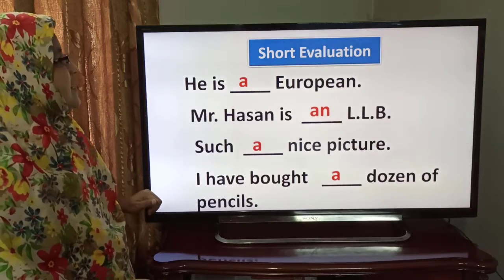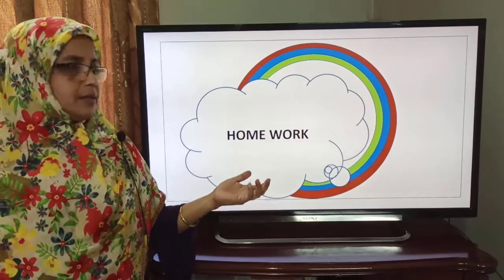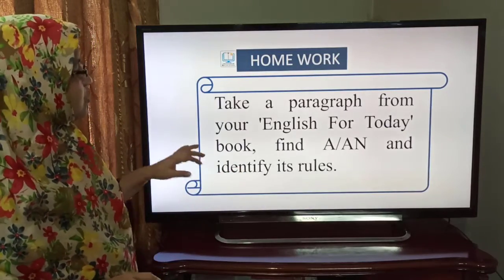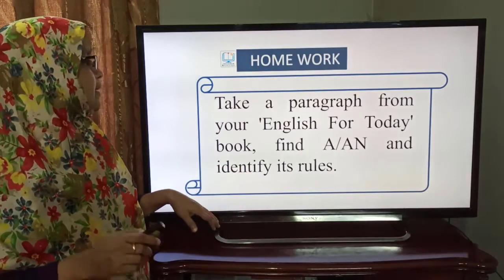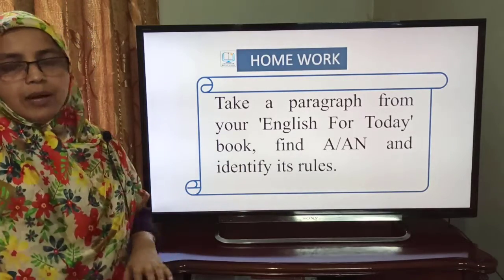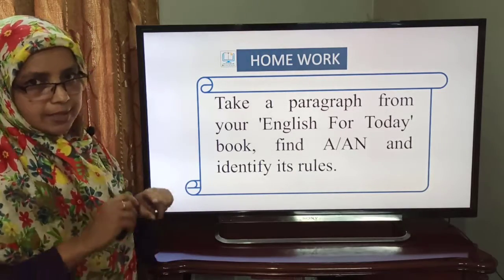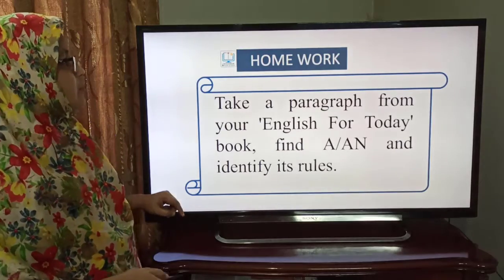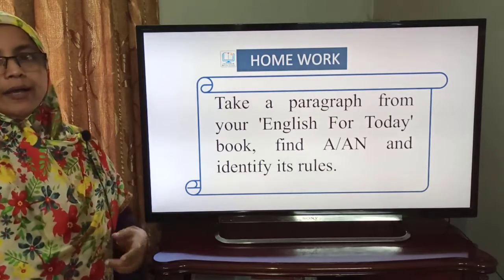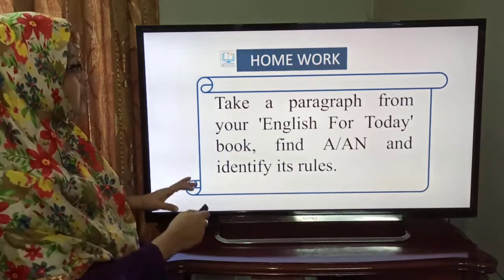Okay, dear learners, there is homework. Take a paragraph from your English book and find a and an and identify their rules. We have learned so many rules and you have to identify those rules. Just underline and write down in your copy. It will be helpful for learning, and you can revise through this work.